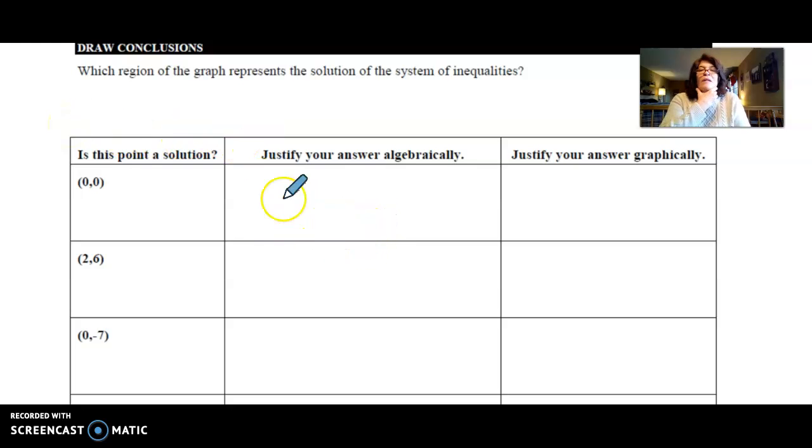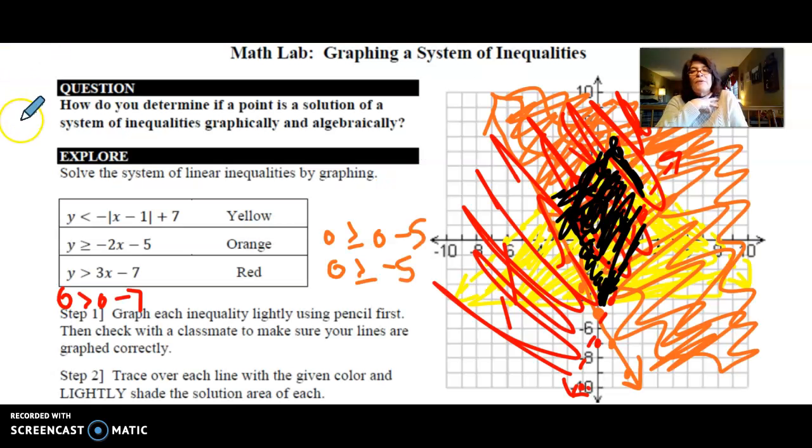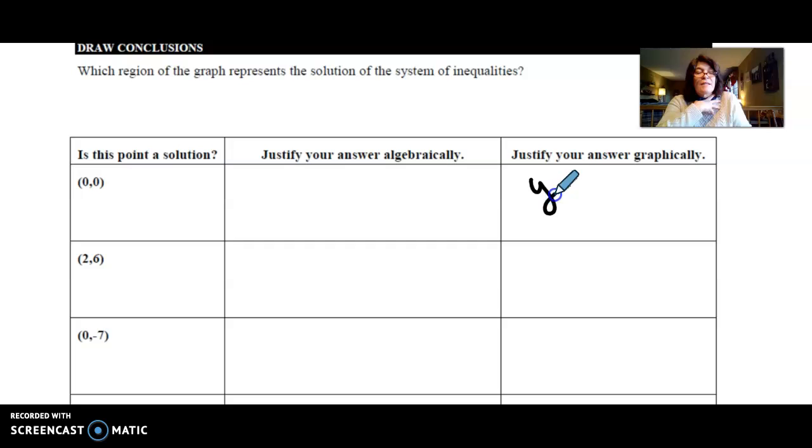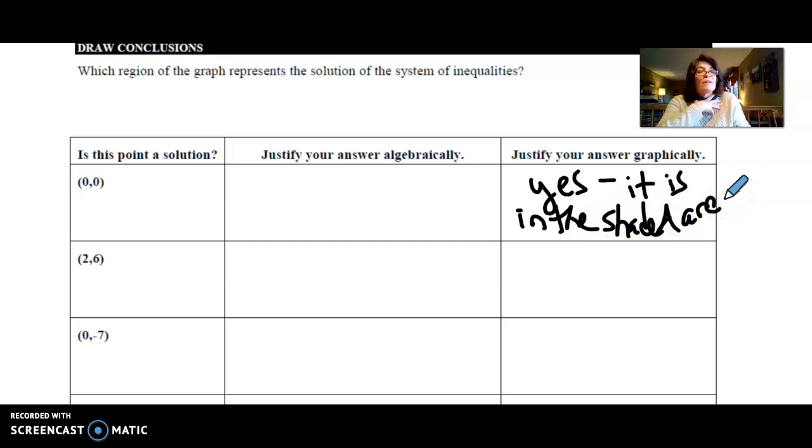So, we can tell whether or not these ordered pairs are points in the solution by looking at what we just graphed. That's how you justify graphically, or we could justify it algebraically. 0, 0. I'm thinking that's in there. Graphically, I would say yes. It is in the shaded area of all three graphs.